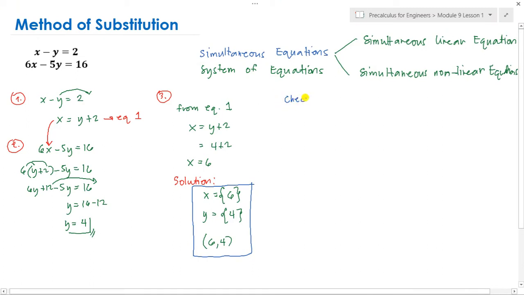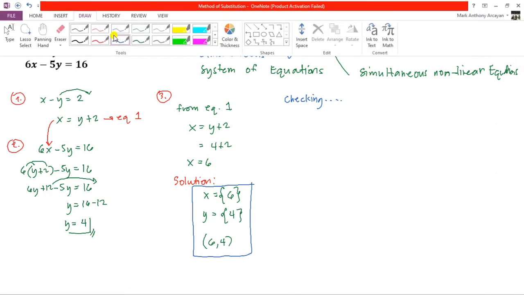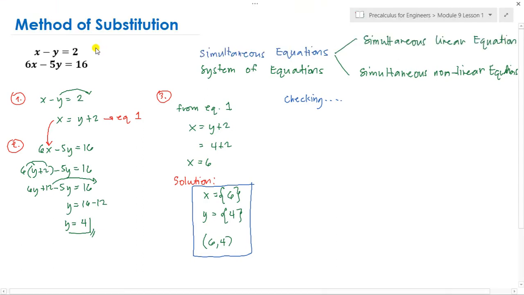So we're going to check whether these two, x and y, that is 6 and 4, match or prove our system of equations. So in checking, class, you can choose either of these two equations here. You can choose equation 1 or equation 2. It's up to you. Anyways, the proving is still the same. So I'm going to choose equation 1.